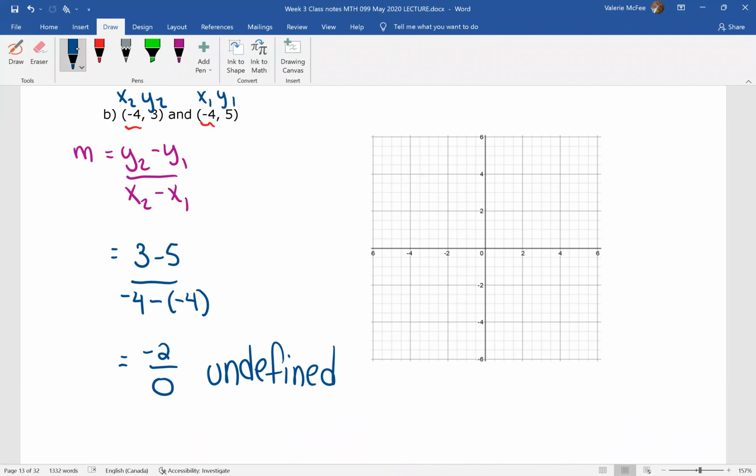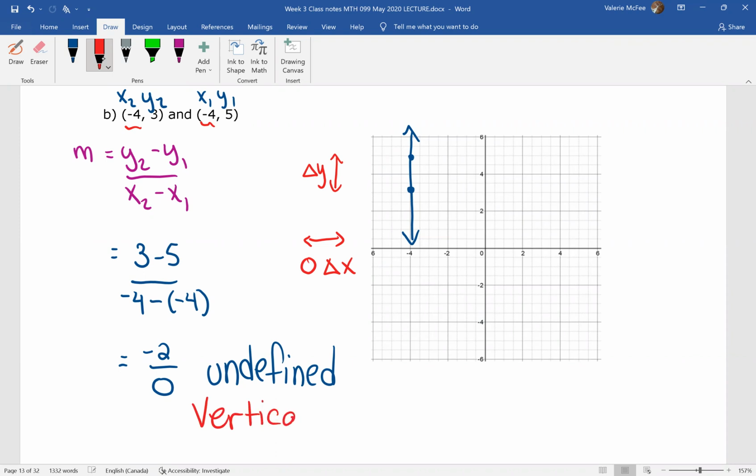Well, what kind of line would give us a slope that is undefined? Let's find out. (-4, 3), (-4, 5). It's a vertical line. A vertical line does have a change in y. It's changing up and down. But there's no change in x. It's not going left and right at all. It makes sense then that every vertical line has a slope that is undefined.